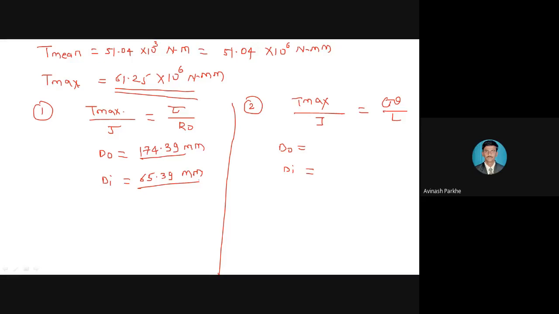Value of G, I will write here. Value of G is equal to 84 into 10 raised to 3 Newton per mm square. The length is 3000 mm. And theta we have already converted from degree to radian: 0.0244.